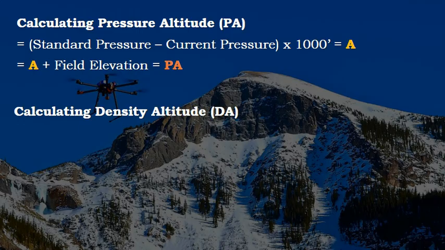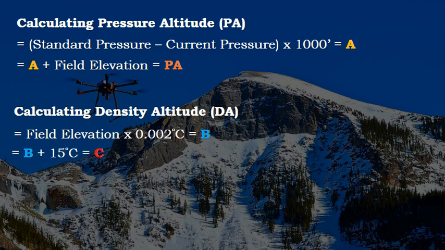Then to calculate the density altitude, take the field elevation and multiply it by 0.002. And then add that to 15 degrees Celsius. Next, subtract the current actual temperature from the result of the previous step, and multiply by 120. Finally, add the result of this process to the pressure altitude to get the density altitude.